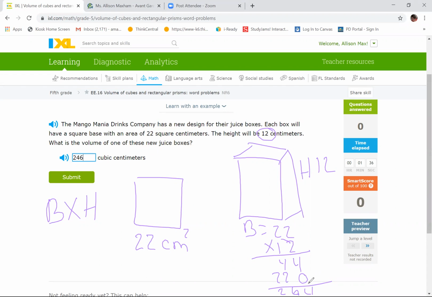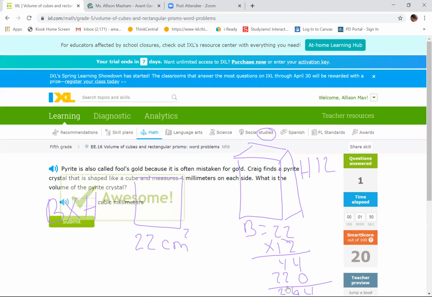246. Of course, it's not. I said 246. Look, I'm glad I checked that. 264. I do that a lot. 264 cubic centimeters. Let's see if I got it right. Awesome, I got it right. All right, let's do another one.